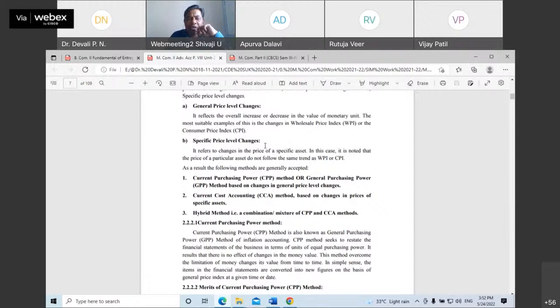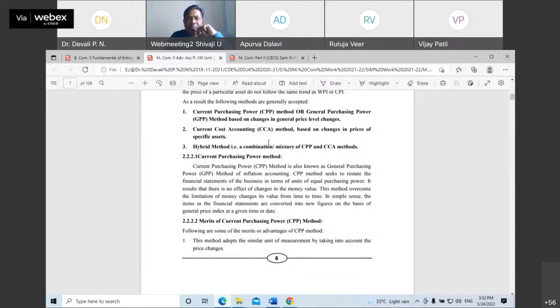And that's why we are going to consider other methods. The first is the CPP method, that is the current purchasing power method, or it is also called the general purchasing power method. This particular method is considered for the purpose of understanding inflation accounting. Second is the current cost accounting method, called the CCA method, which is based on the changes in price level of specific assets. And the third one is a hybrid method, the combination or mixture of the CPP and the CCA methods. So these three methods we are going to consider in inflation accounting.